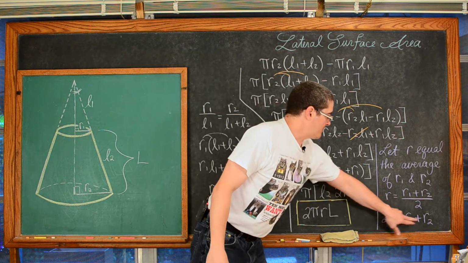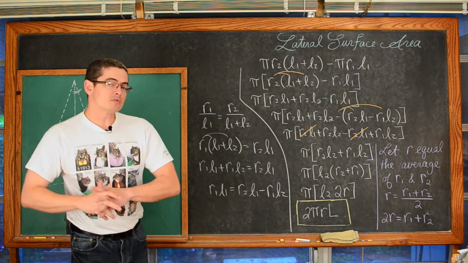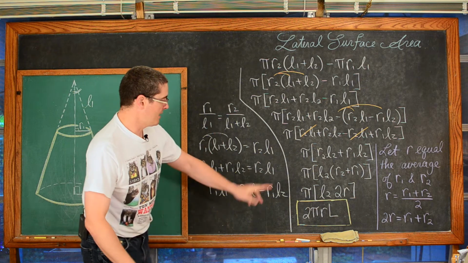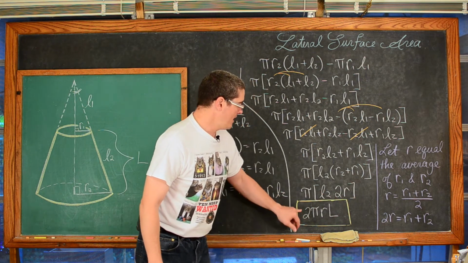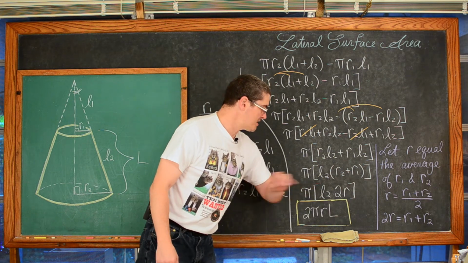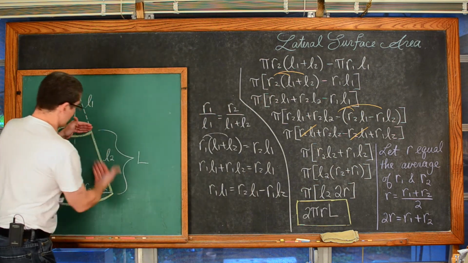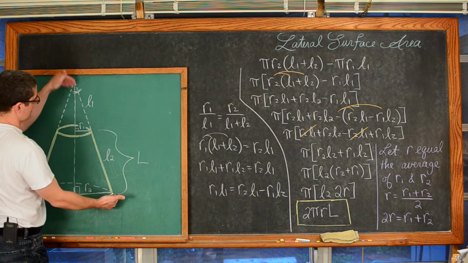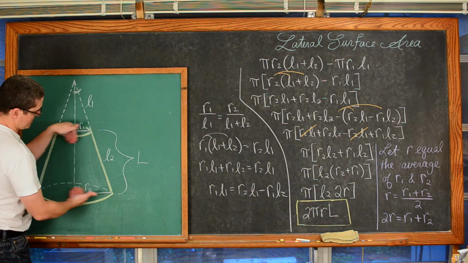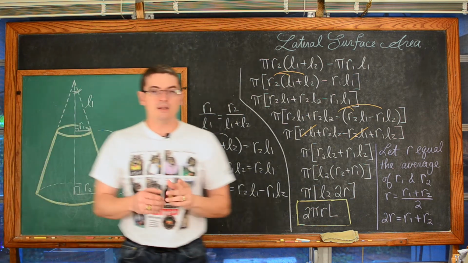Doing that, we multiply both sides by 2 and we get 2r is equal to r sub 1 plus r sub 2. And that means that we can take this out, plug in 2 times r, and get 2 pi r times the slant height, if you will, only now the slant height is not going from the base of our cone all the way up to the top, but the distance between these two radii.